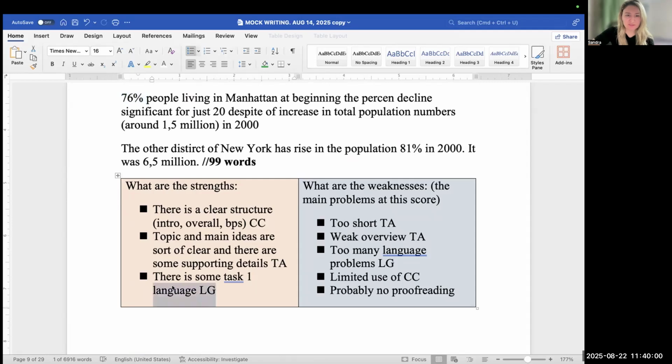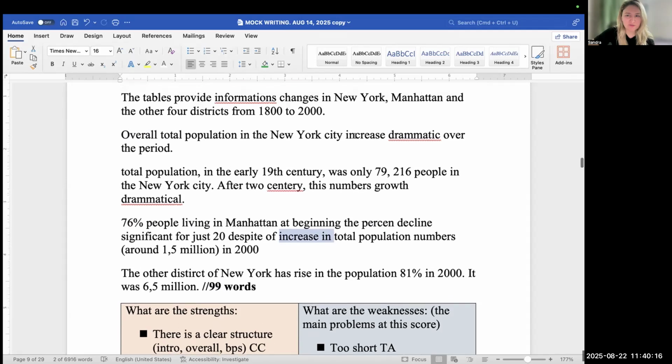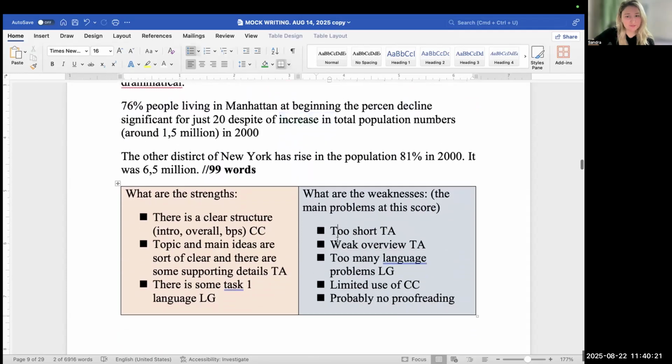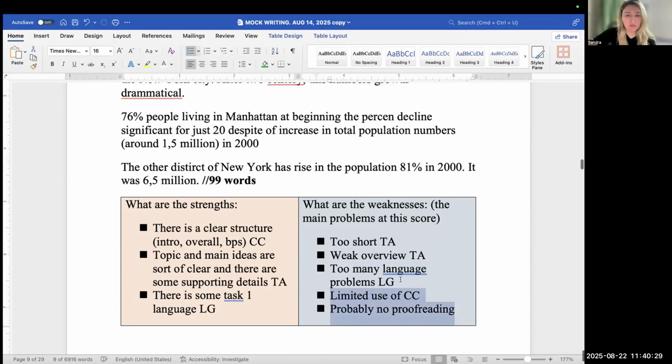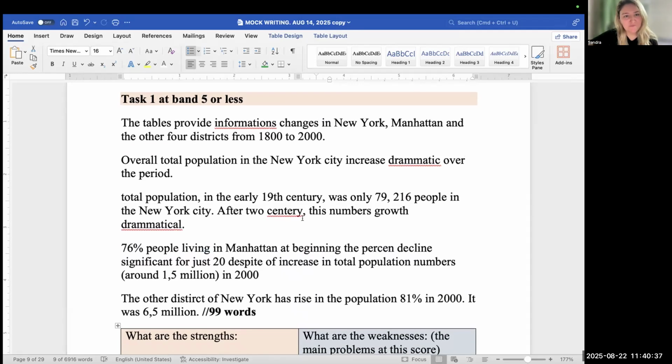There's some task one language there. At least there's an attempt, like "rise in population, percent." Okay, it's just okay. "Decline." We have nice vocab, despite the CC and grammar. "Increase in." So we have some task one vocabulary and language there. But it's too short. Weak overview, too many language problems, and not enough CC, linking words, referencing tools. And probably the author did not proofread, or maybe they didn't know any better. Either way, this writing is going to get 5.5.